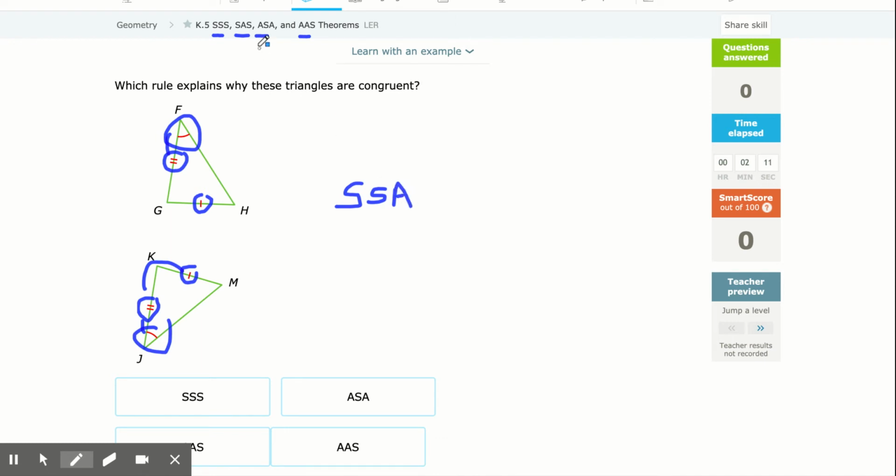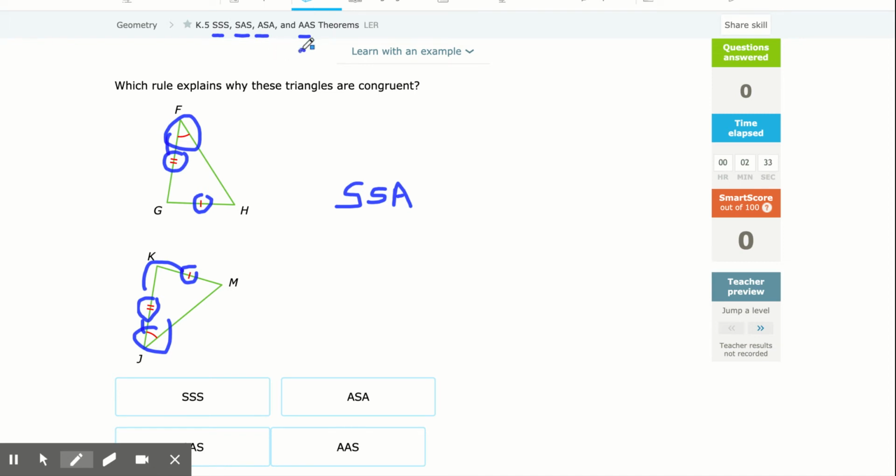Now, if you look up here, there is no side-side-angle. There's an angle-angle-side, there's an angle-side-angle where the side is in between the two angles, or there's two sides with an angle in between. This one does not prove congruency. So if you don't find one of these up here, then you would not have congruent triangles.